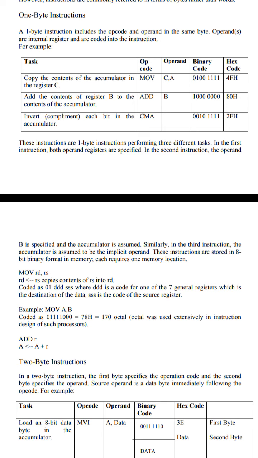Another instruction is ADD B, which adds the contents of the B register to the accumulator. The length of this instruction is again 1 byte. The next instruction is CMA. This inverts the accumulator contents. Its code is 2FH and the length is 1 byte.